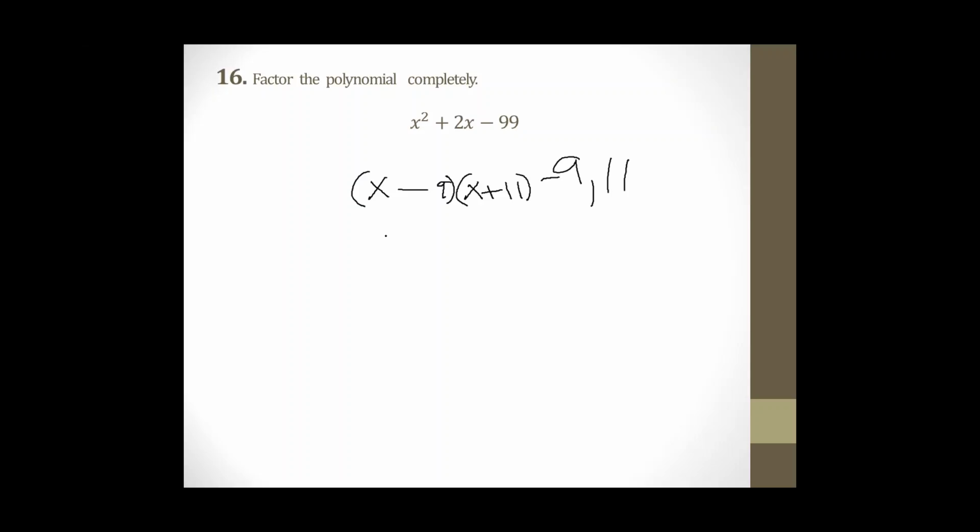Okay. So that one wasn't so bad. Let's go to number 17. Okay, so factor this polynomial completely. This also is a trinomial. There's 3 terms. So like Deanna said before, you always want to look for a greatest common factor first. In number 16, we didn't have one. But here we actually do have a greatest common factor.